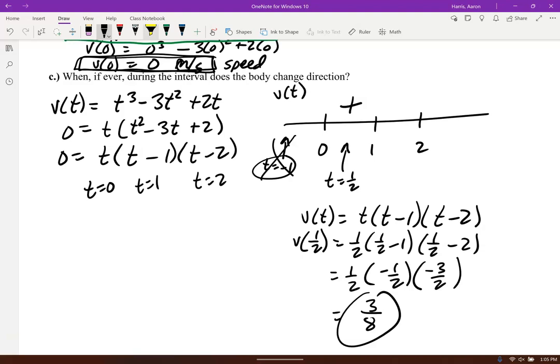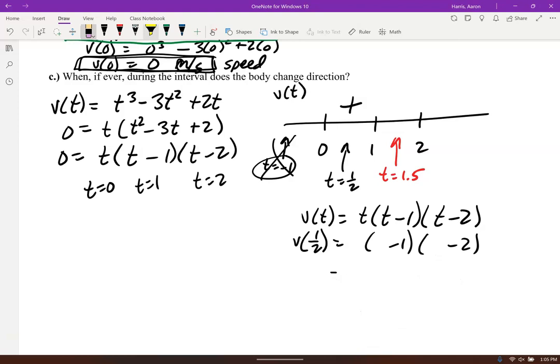So then let's throw in 3/2 now, 1.5. Well, this is positive. That's positive. 1.5, that's a negative. So positive times a negative, that's a negative. So it does go down, right? It was going up, but then it went down. So it changed direction at t equals 1.